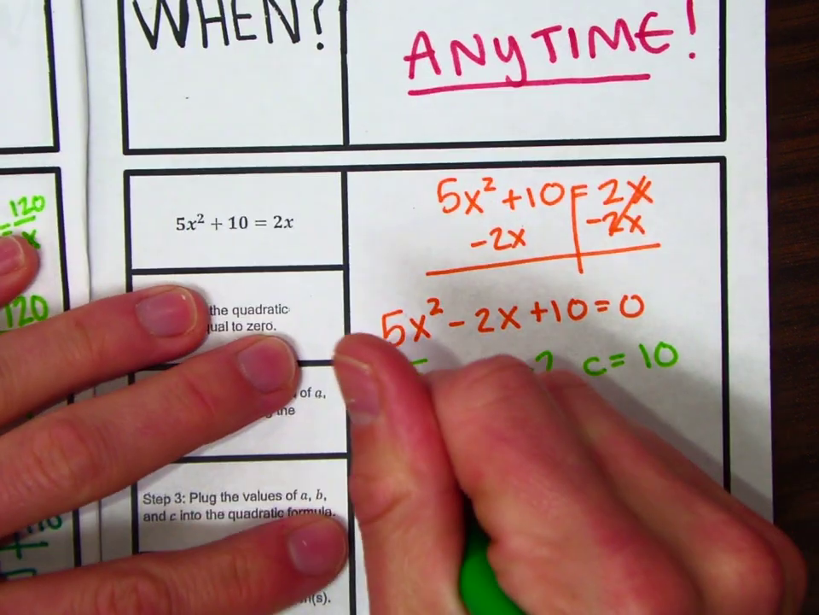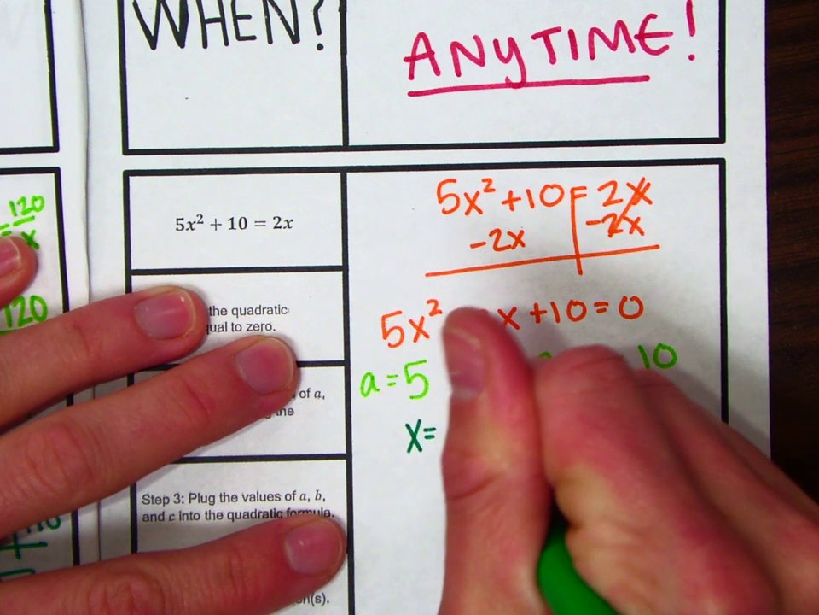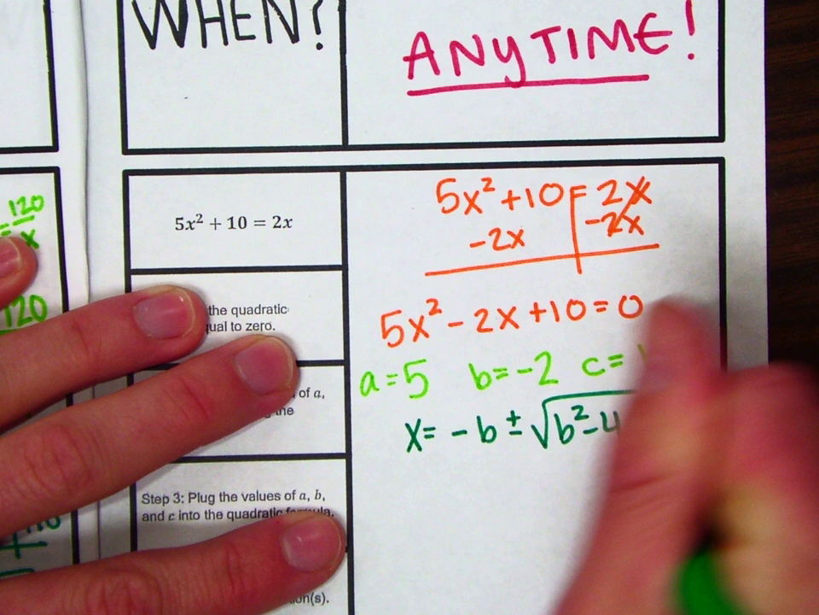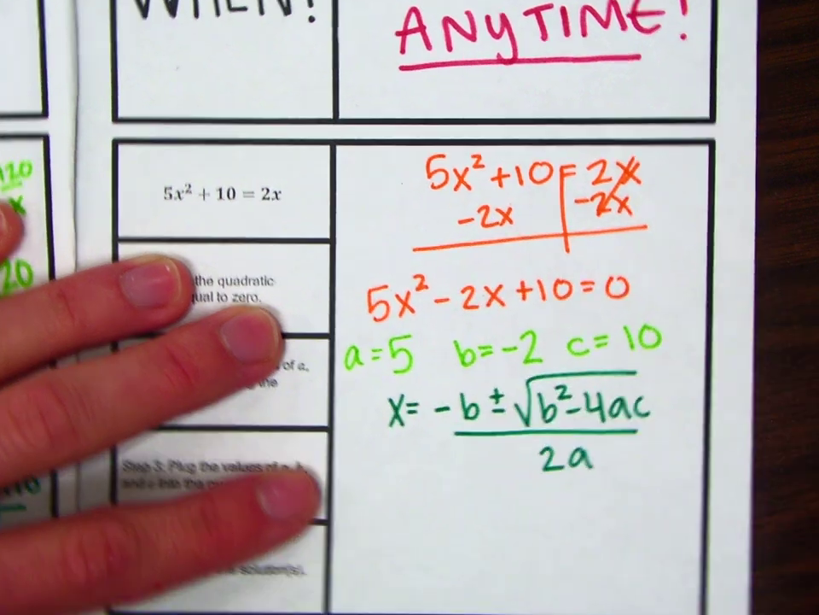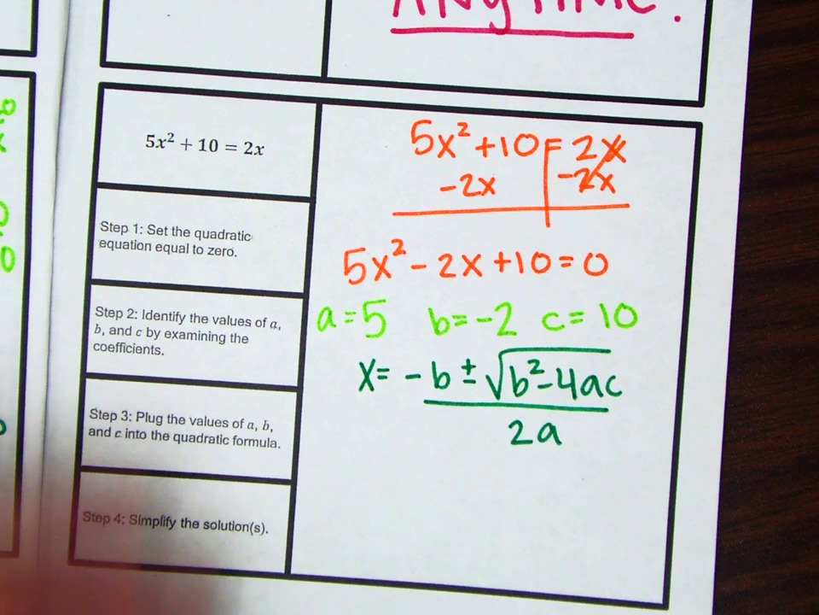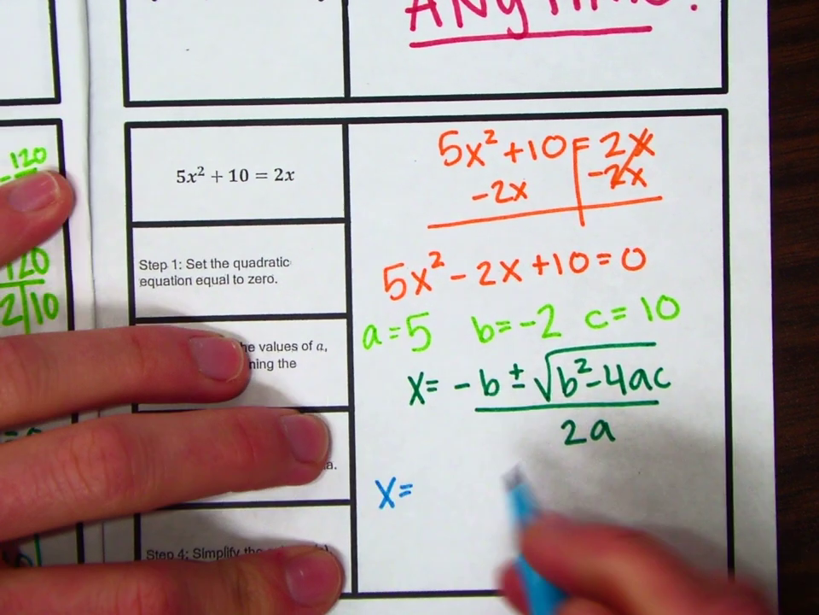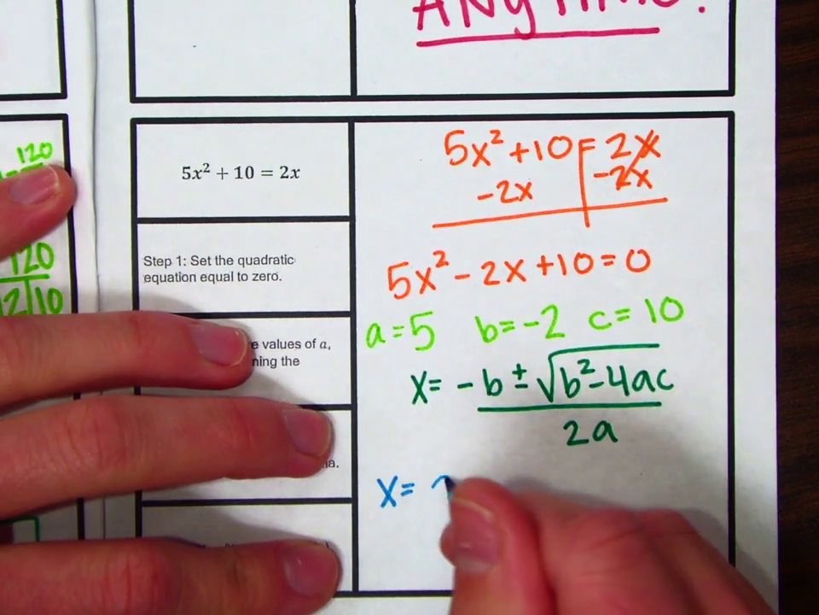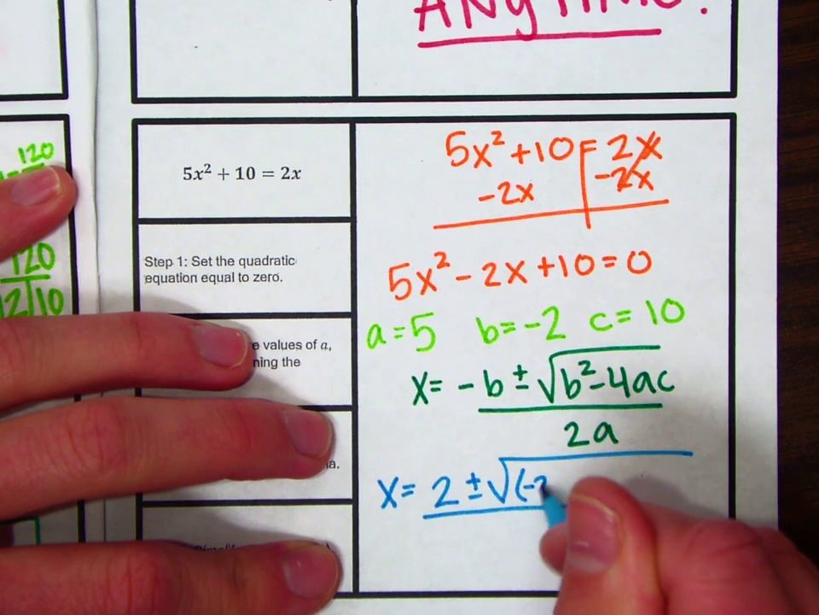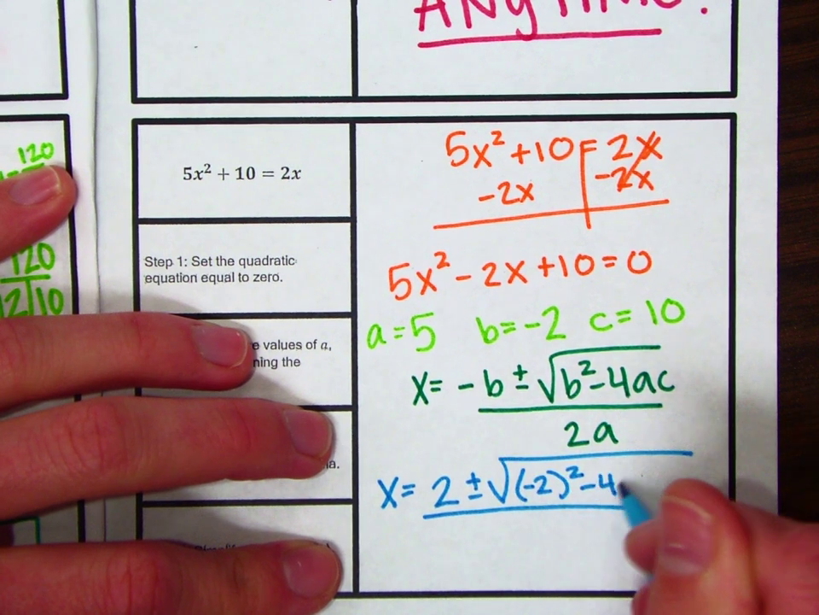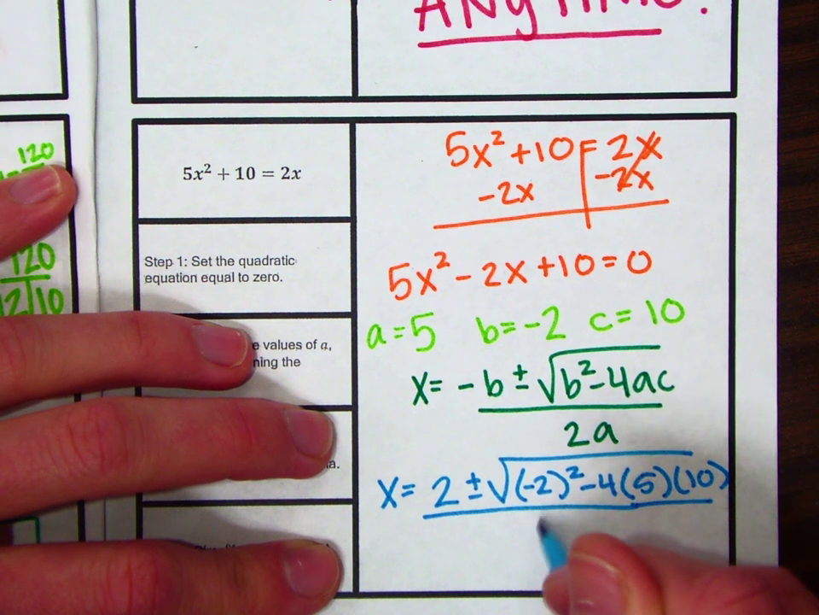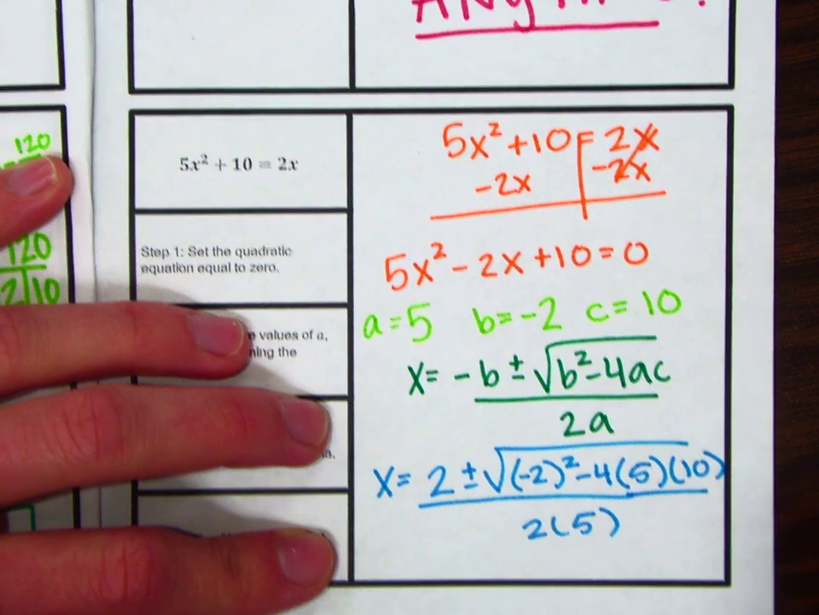All right, so I'm going to write the formula down. All right, so it's on the wall. It's in your notes. You don't have to have that memorized. So x equals negative b. So that means this is going to turn to a positive 2 plus minus the square root, negative 2 squared minus 4 times 5 times 10, all over 2 times 5.